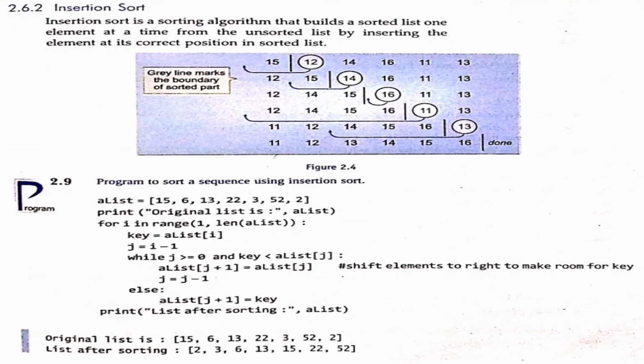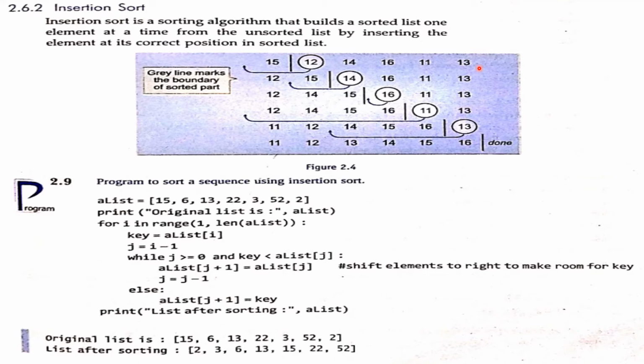Next is insertion sort. Insertion sort is a sorting algorithm that builds a sorted list one element at a time from the unsorted list by inserting the element at its correct position in the sorted list. So here an example is given. We can see the elements are 15, 12, 14, 16, 11 and 13.